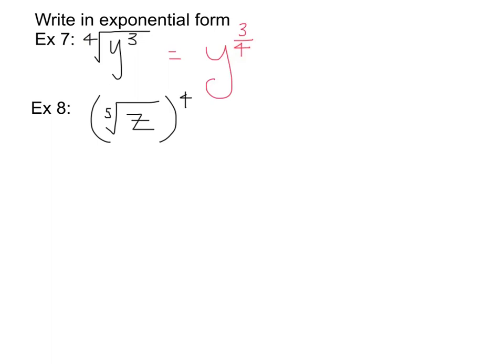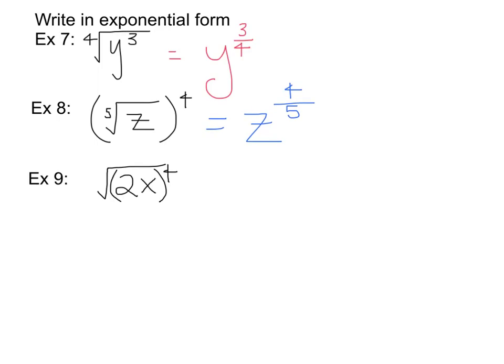Now we're going to go the other way, and we're going to take our radical and rewrite it so that it has an exponent. So our first example is the 4th root of y to the 3rd. So that becomes y to the 3/4 power. Remember, your index is always the bottom part of your fraction. Example 8 looks a little different than example 7, but you're still doing the exact same thing. So you're taking the 5th root of z, and then you're raising that to the 4th power. So it does the exact same thing. Z is your base, 4 is the top, 5 is the index, so it's always the denominator.